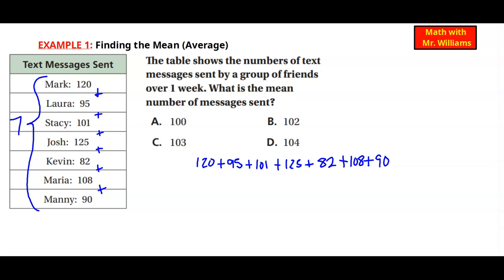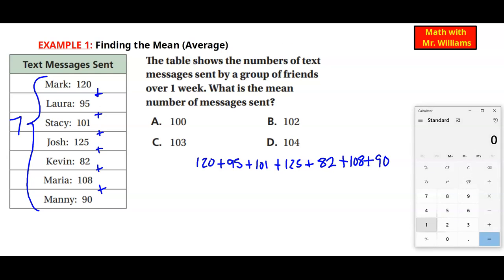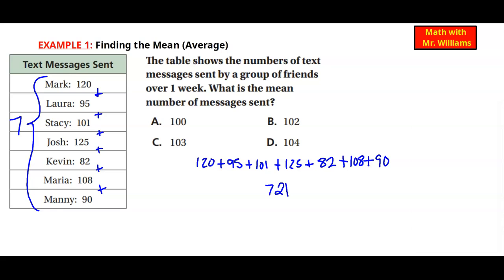All right, so let's break out our calculator. So we have 120 plus 95 plus 101 plus 125 plus 82 plus 108 plus 90. Hit the equal. We end up with 721. Okay, now what we're going to do is divide by the number of data values. So we see that there are 7, so we're going to divide by 7 to find our mean.